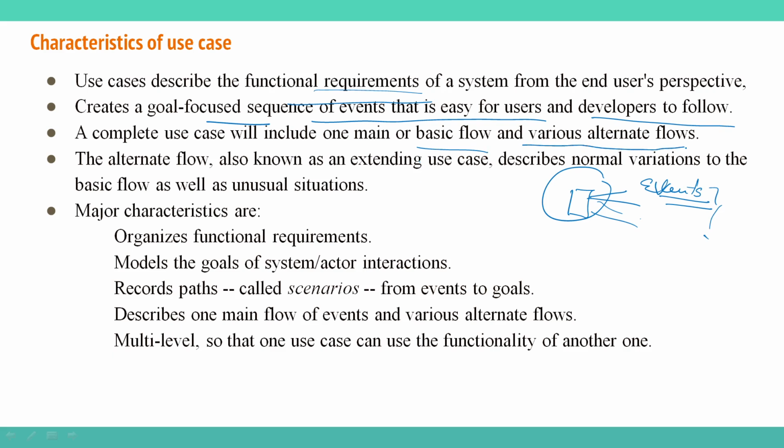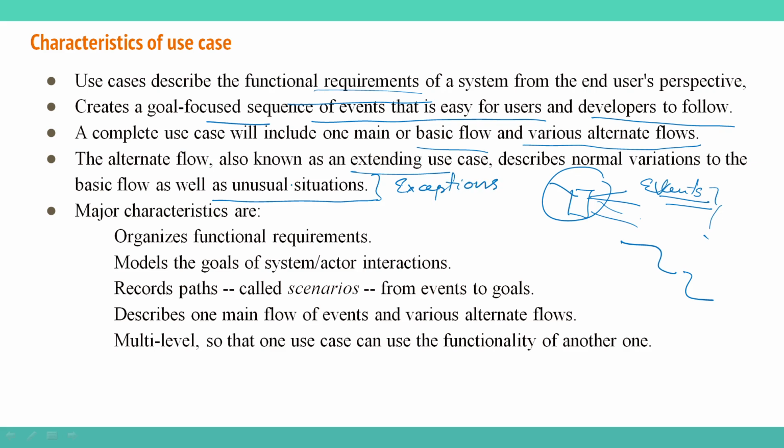So it gives you the main flow as well as the different alternative possible ways of flows. The alternative flow, also known as extending the use case, describes the normal variation to the basic flow as well as the unusual situation. So that is called exceptions. The usual exceptions we talk about, we can include in this as well.